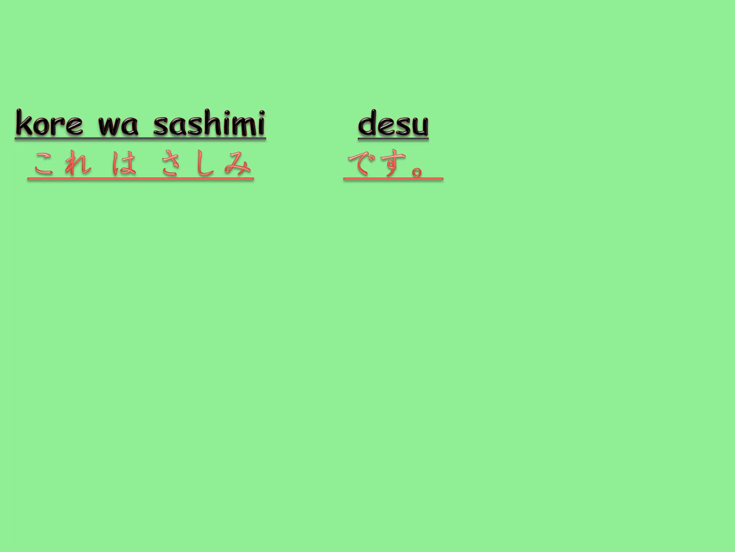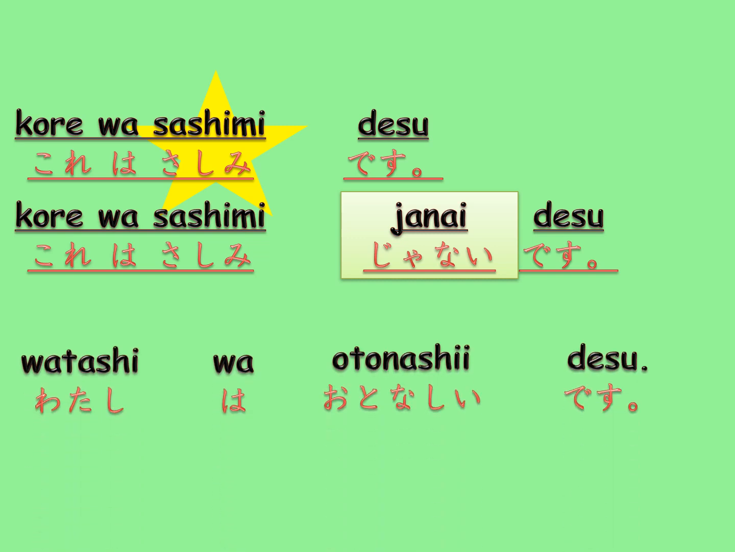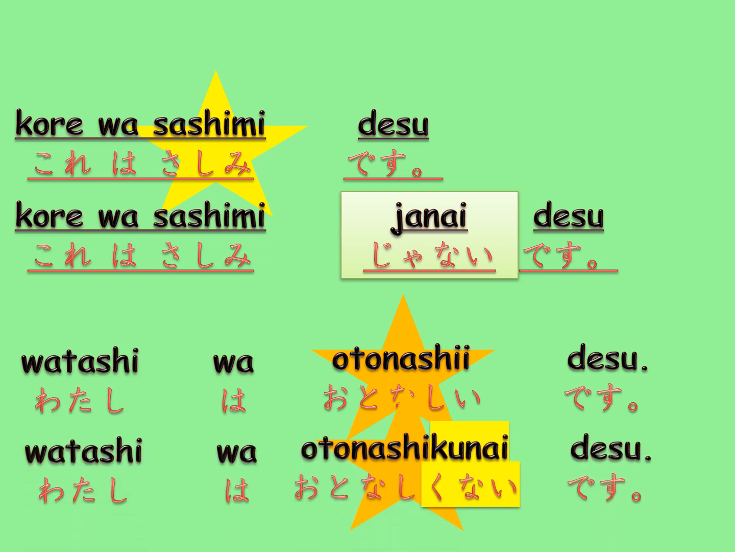Okay, let's recap today's lesson. If the word before this is a noun or a na adjective, add じゃない before this. So これは刺身です becomes これは刺身じゃないです. If the word before this is an I adjective, change い to くない. So 私はおとなしいです becomes 私はおとなしくないです. If you want to know only the basics, you can stop the video here.